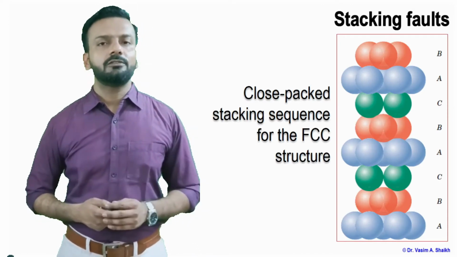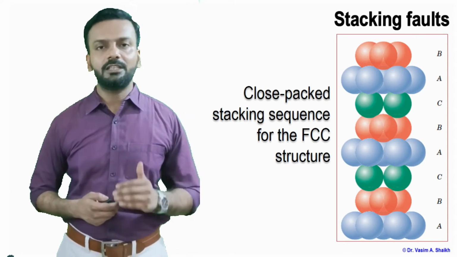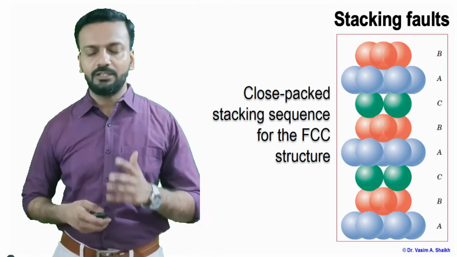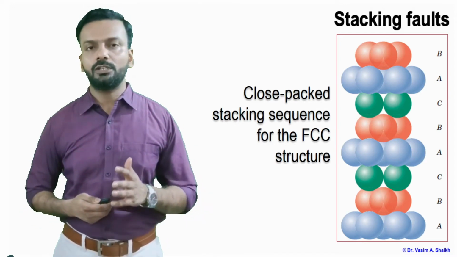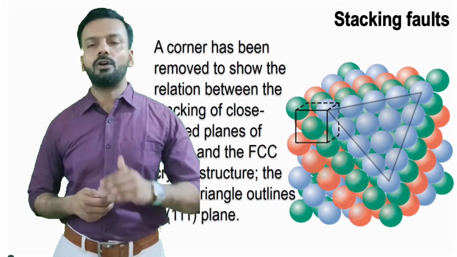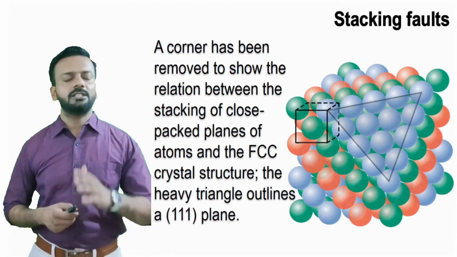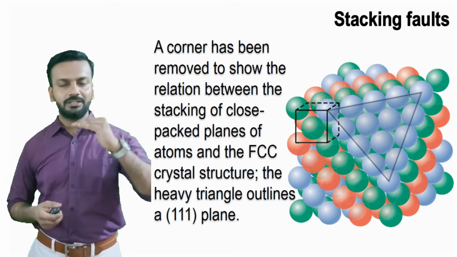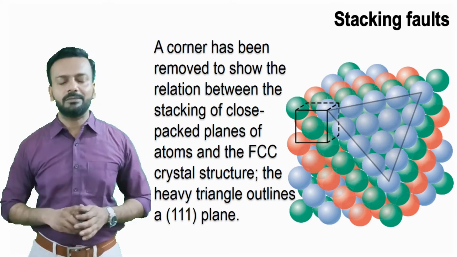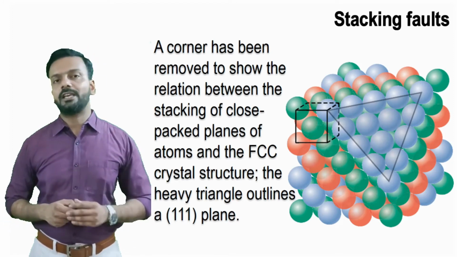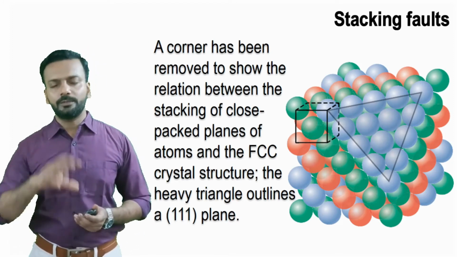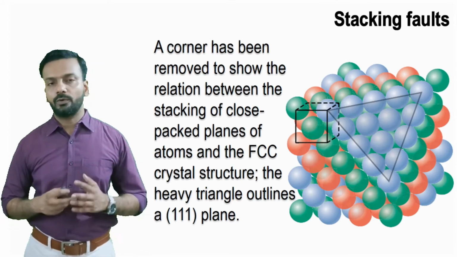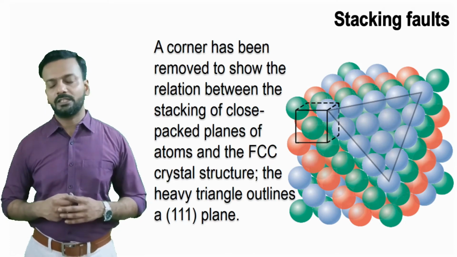Here we can see the planes ABC. This is the close pack stacking sequence of the FCC structure if we see it from one of the corners. If you look from this corner of the crystal structure, each plane is color coded. The earlier image showed the planes stacked on top of each other, but here it's a three-dimensional image, and you can see the stacking sequence. A corner has been removed from this image to show the relation between the stacking of close packed planes of atoms and the FCC crystal structure.